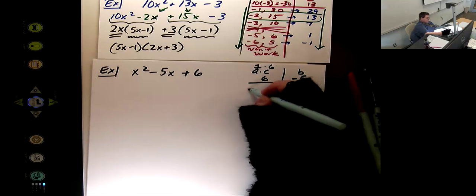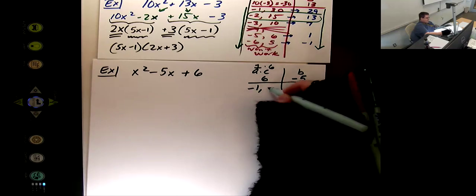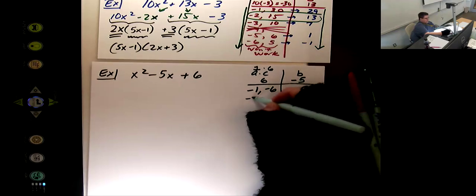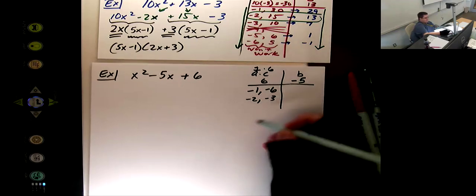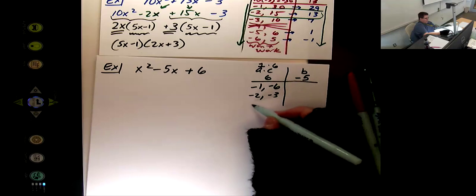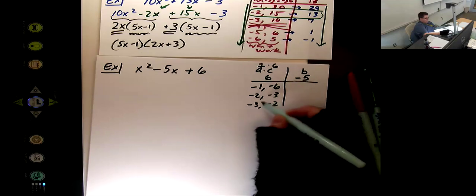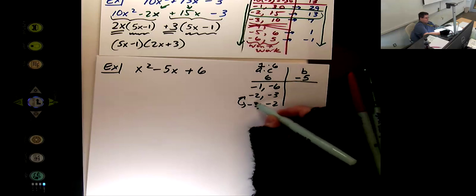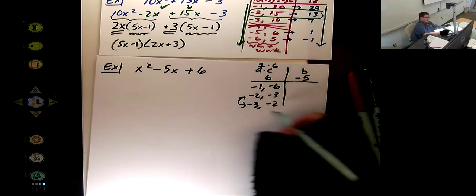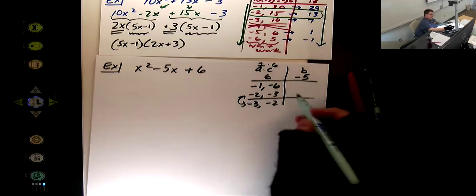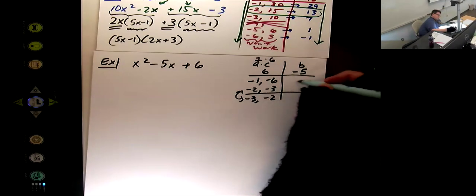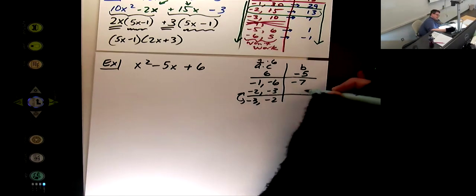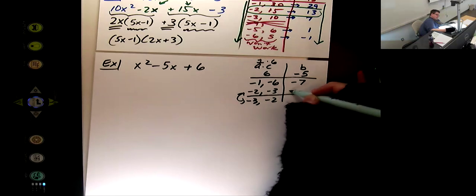So if I were to do it systematically, I would do -1 and -6, -2 and -3. And when I get to -3 and -2, I can see that actually these are the same two factors. This is the same, so I don't even need to go further. I don't even need that one. So we only need the first two. -1 and -6 add up to -7, -2 and -3 add up to -5.